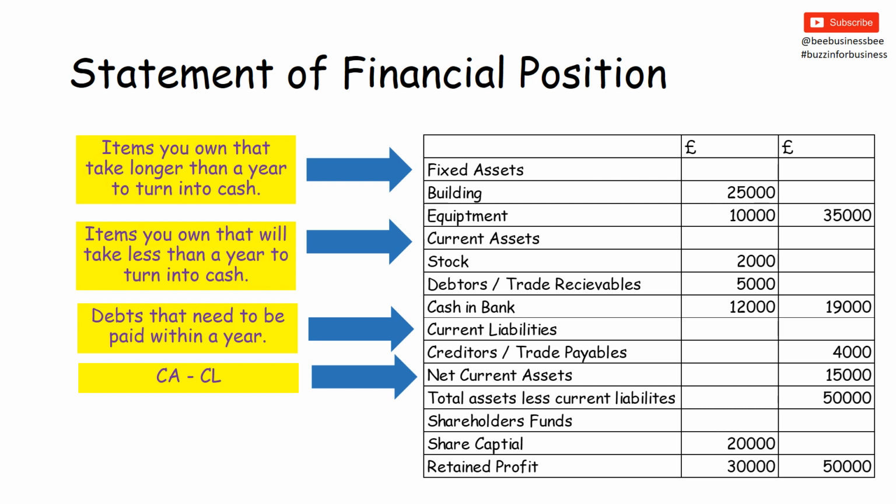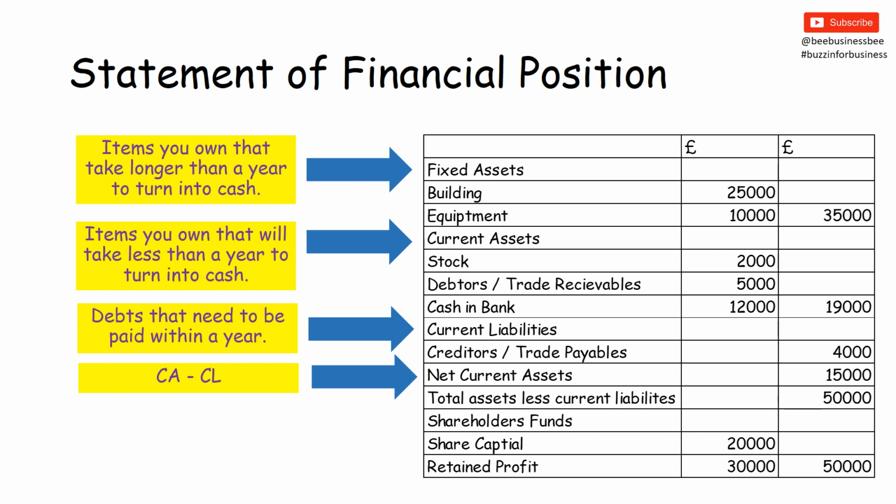Now, the next key term, and the one that likes to be asked lots in the exam, is net current assets. That basically means, what have you got in total in current assets? To do that, you need to do your current assets minus your current liabilities. In this case, you've got £19,000 in current assets and £4,000 in current liabilities. So you take them away and you're left with a total of £15,000. That means you've got £15,000 at the moment in the business at any one time that you could use.